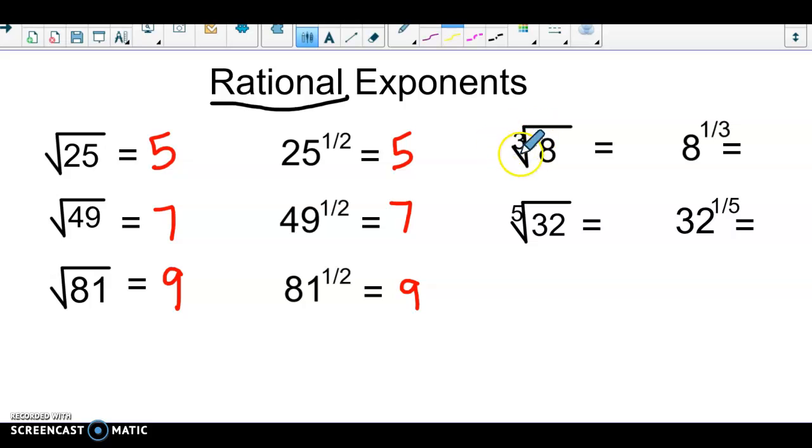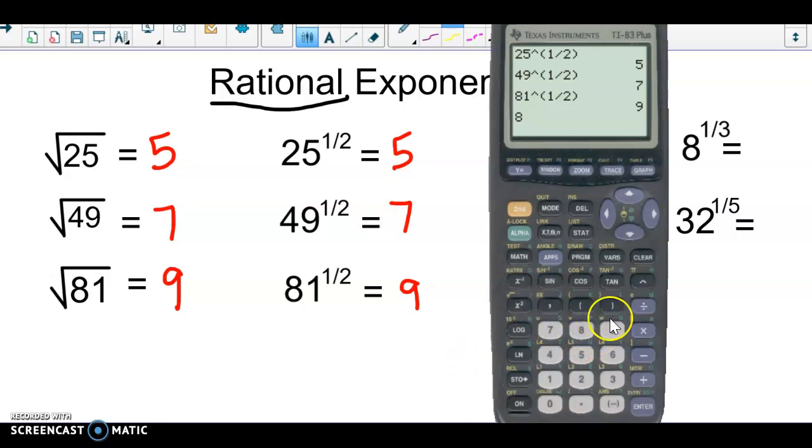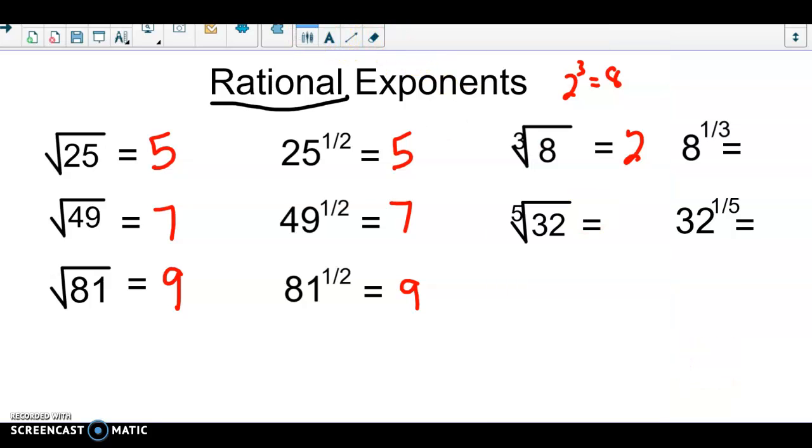Okay, if it's cubed root of 8, what do I multiply by itself 3 times to get 8? That would be 2, because 2 times 2 times 2, 2 cubed equals 8. So the cubed root of 8 equals 2. Well, when I take 8 to the 1/3, I'll show you on my calculator in case you're not convinced. 8 to the 1/3 power is also 2. Again, it's just a new form that you may not have been aware of. 8 to the 1/3 is 2.